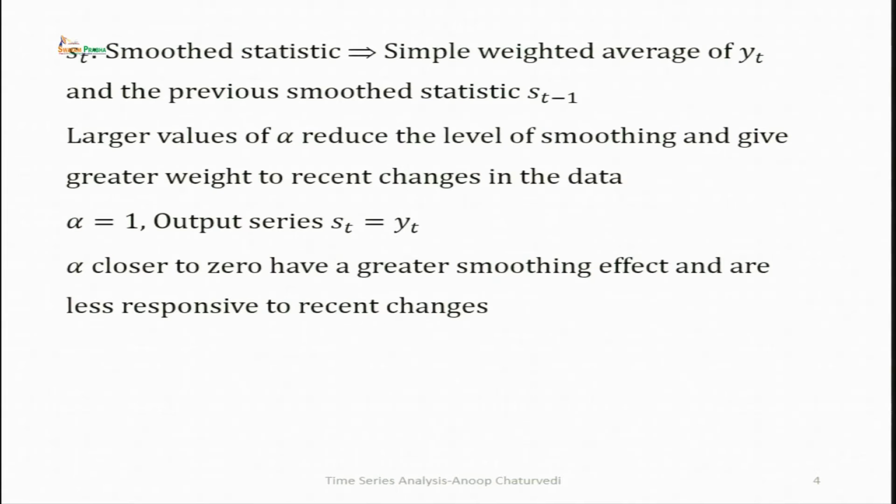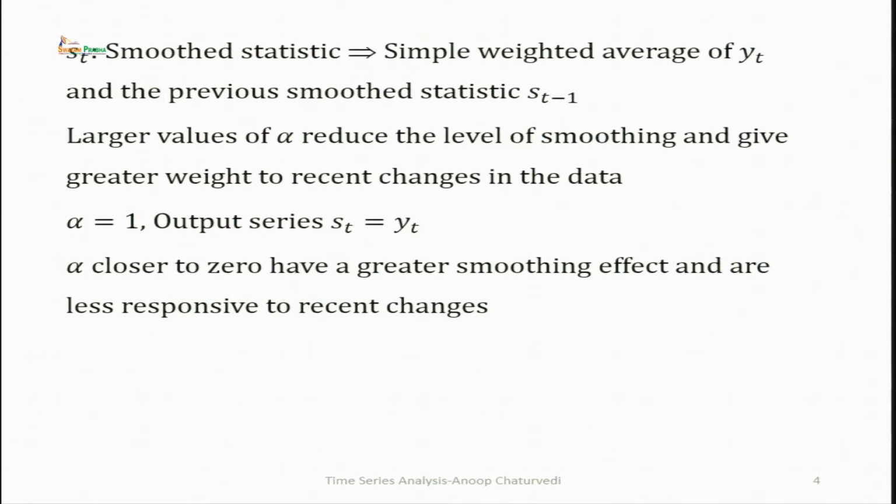So, if you increase the value of alpha, the recent changes in the data, the recent changes in the time series get more weightage. But the smoothing procedure gets distorted. The resulting series will be less smooth.